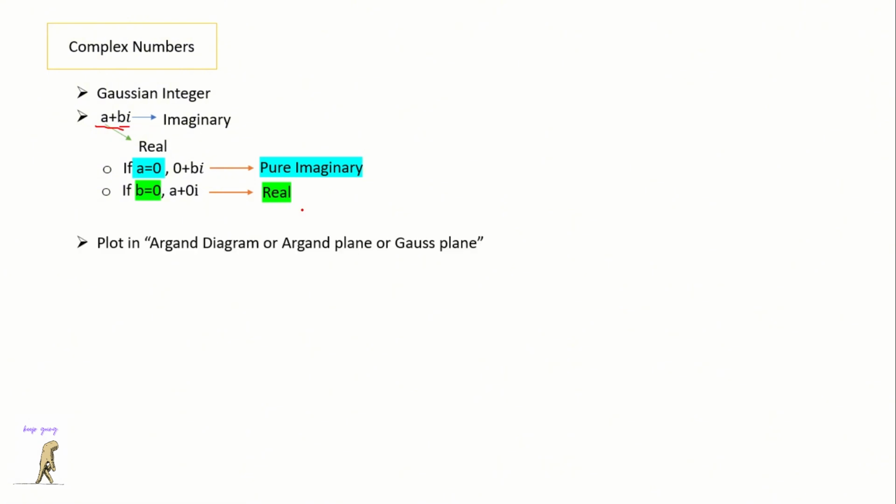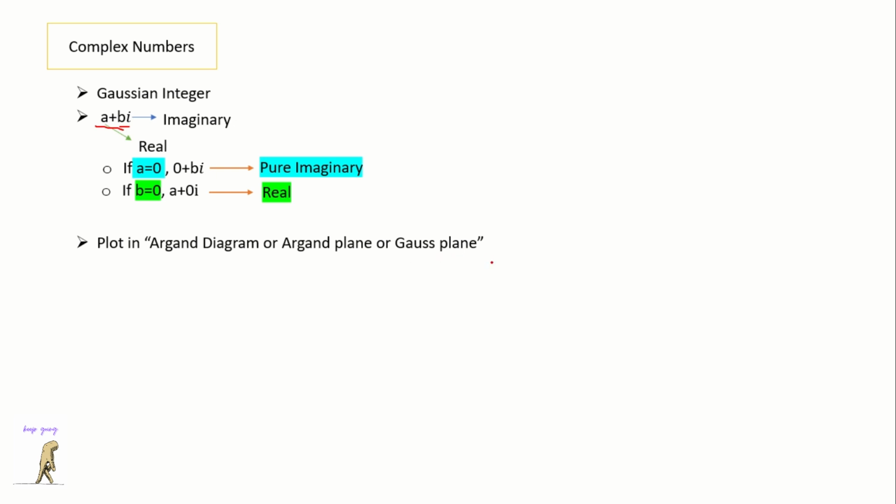The Bi is the imaginary number. Usually, A and B are real numbers. What are the real numbers? We will elaborate more later. But if A becomes 0, it becomes this format, which we call a pure imaginary. But if the B part becomes 0, it becomes real. We also need to remember that a complex number can be plotted on a plane, which we call the Argand diagram, or Argand plane, or Gauss plane.